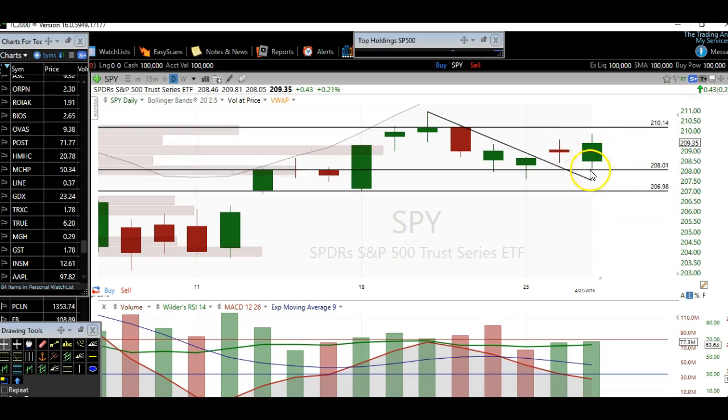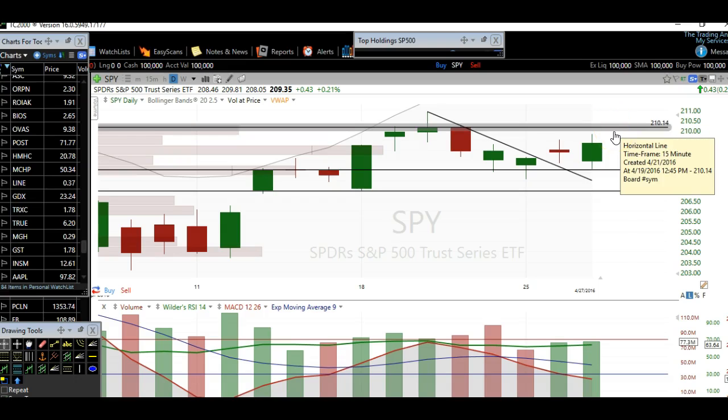We not only got a bounce, but we bullish engulfed the previous day's candle. We engulfed the previous day's real body of the candle. It opened below the close over here, and we closed above the open over here, so that is a bullish engulfing candle. We're likely to head to test this 210 level in the near future, most likely tomorrow.